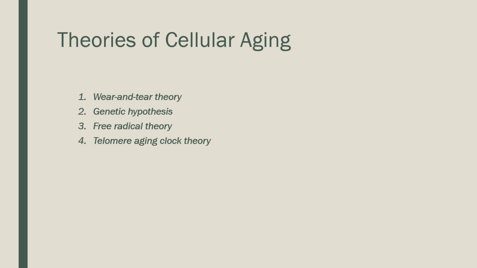Theories on cellular aging. Wear and tear, where organs decline due to accumulated change. The genetic hypothesis is that aging is genetically predetermined. The free radical theory is that DNA damage and oxidative stress contribute to aging. And the telomere aging clock. Telomeres regulate aging by limiting cell division. The discovery of telomeres, which are the structures at the end of chromosomes, has added the telomere aging clock theory for the molecular mechanisms that lead to cells and tissues growing old.